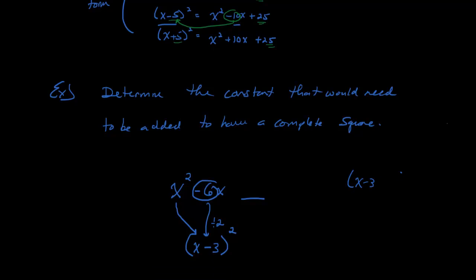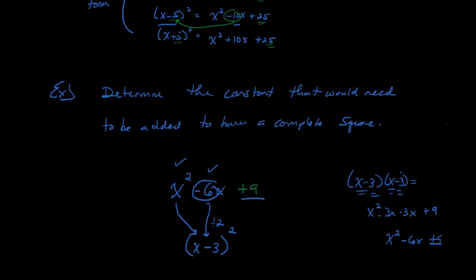So I will have x minus 3 times x minus 3. X times x gives me x squared. X times negative 3 is minus 3x. Minus 3 times x is minus 3x. Minus 3 times minus 3 is a value of positive 9. So I have x squared, check, x squared. Minus 6x, check, minus 6x. And last, I would have to have this plus 9. So I recognize I would have to add a plus 9 on the end.